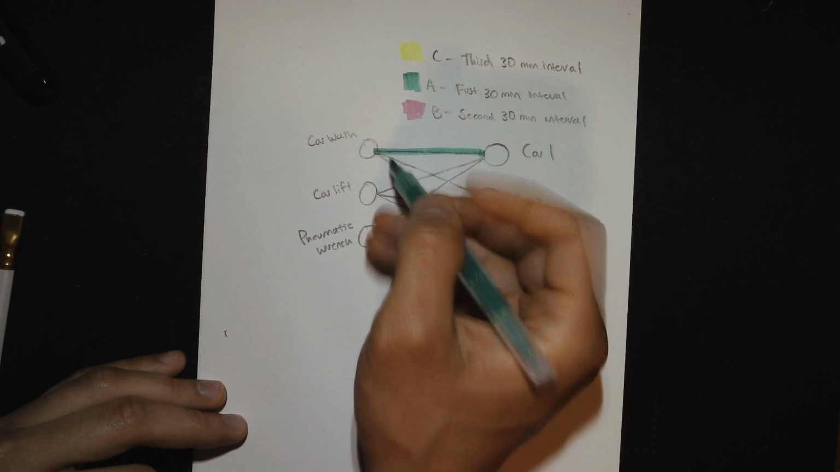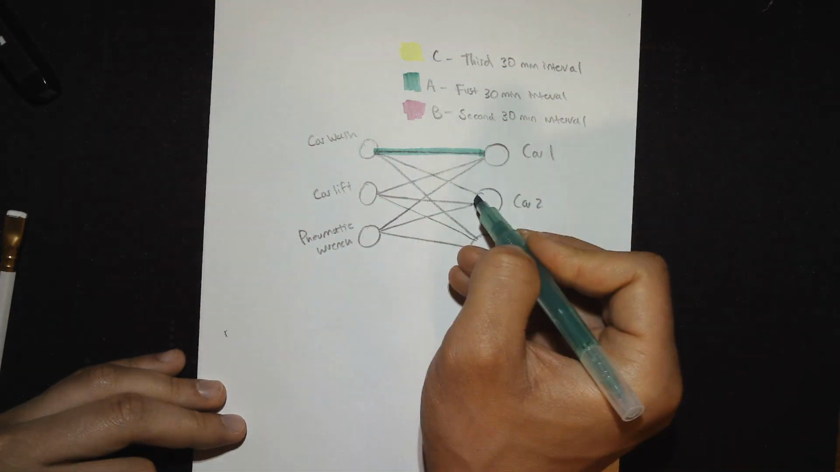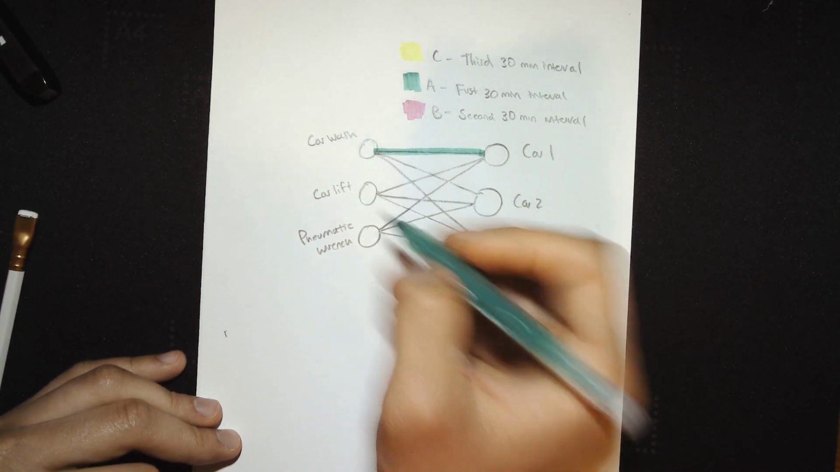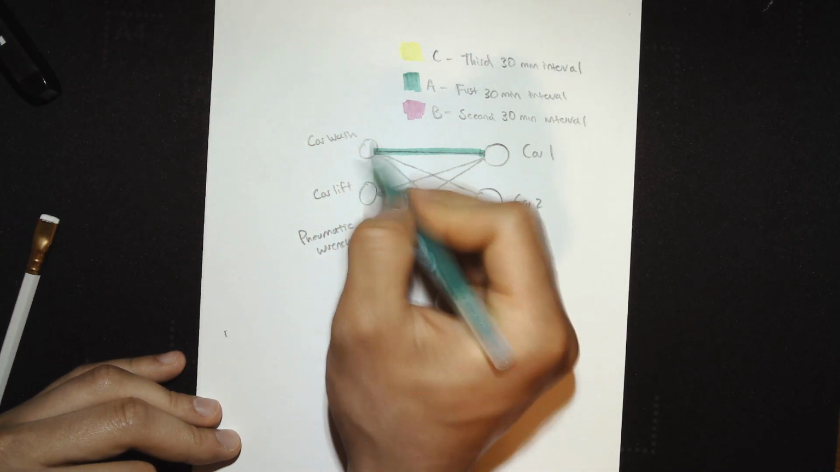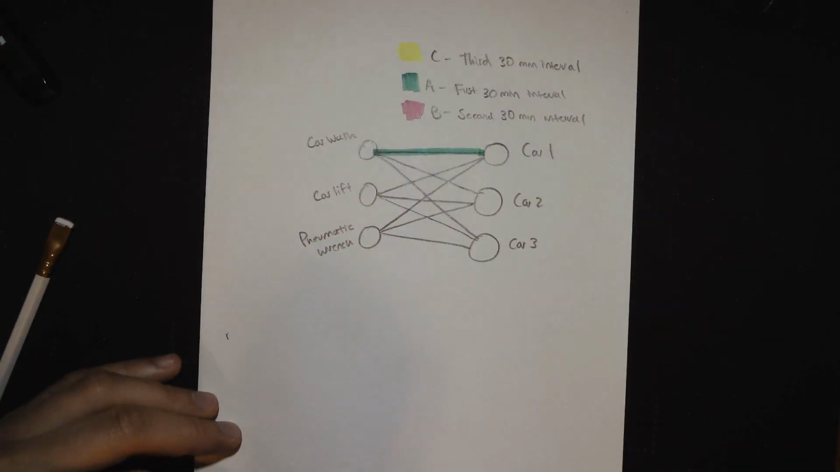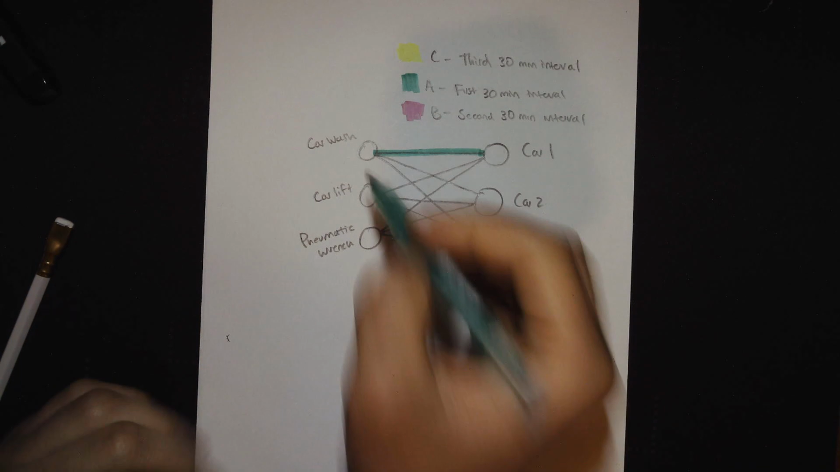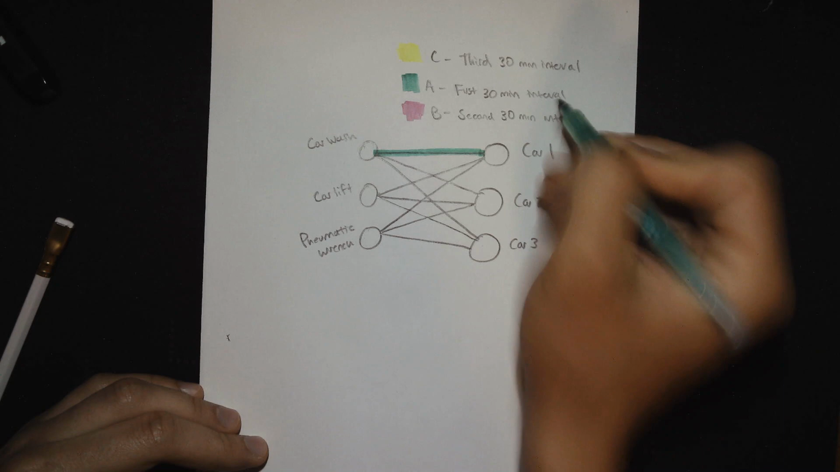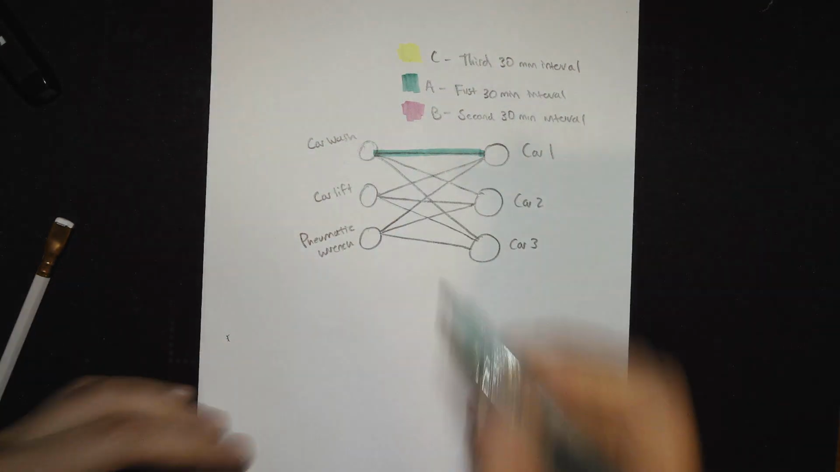Now, why can't these edges be the same color? Well, part of the assumption for this open shop scheduling problem is that each of these machines can only work on one object at a time. Okay? So you can't have these two edges be the same color, because that would imply that during the first 30-minute interval, the car wash is working on both cars.